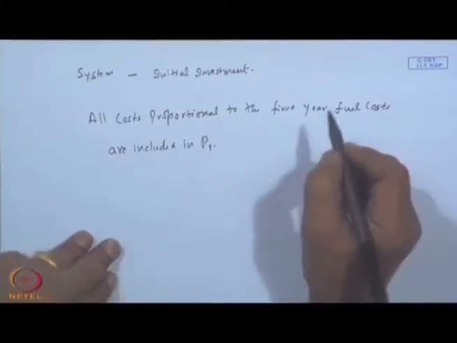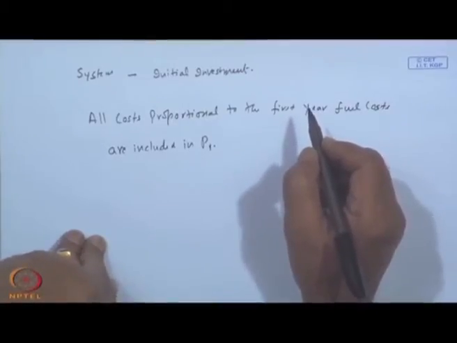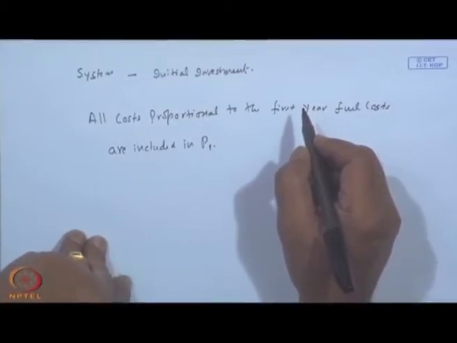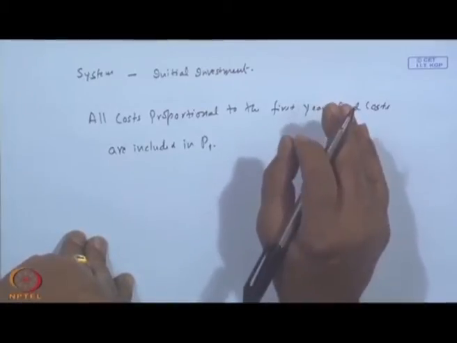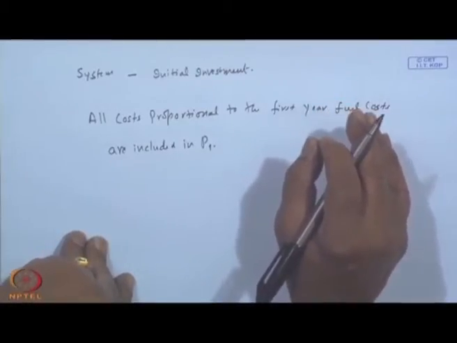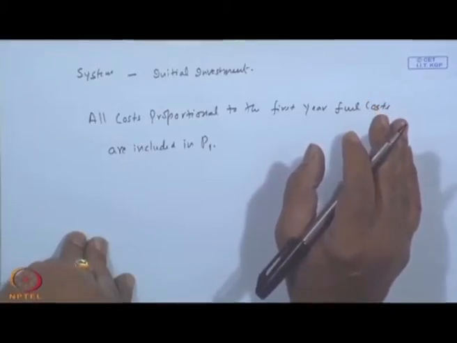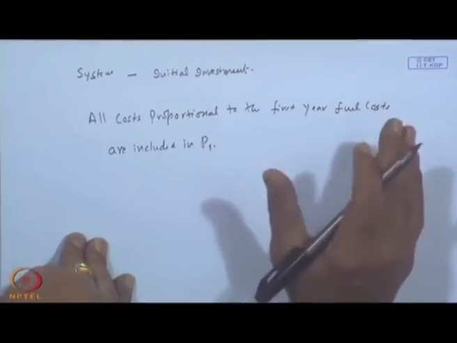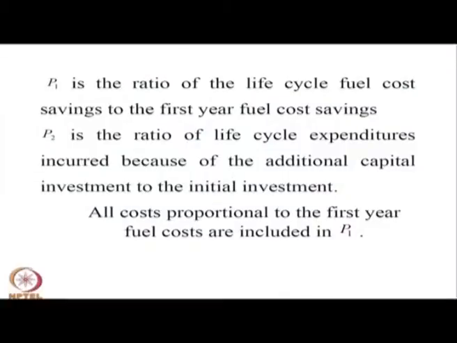This is just to make you appreciate before you go for a formula to calculate the P1 and P2s. Basically, P1 is going to indicate how much you are going to save. Okay? So, all that should be proportional to the first year fuel costs according to the economic scenario.